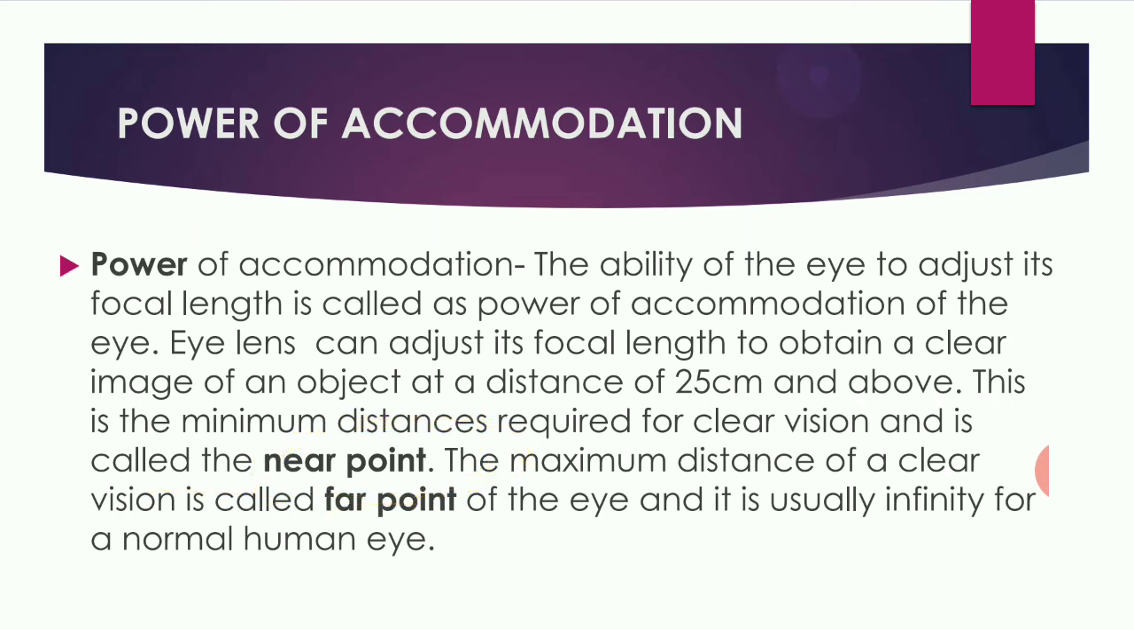and it is called the near point. The maximum distance of a clear vision is called the far point of the eye and it is usually infinity for the human eye. So near point is 25 cm and far point is infinity.